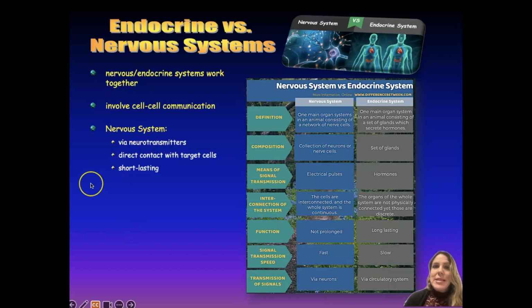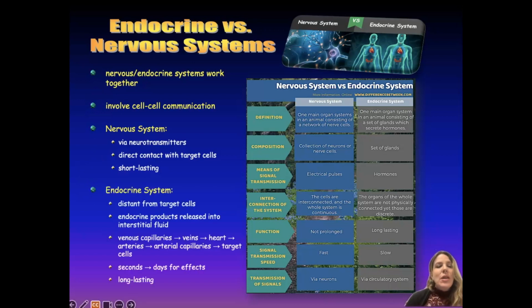And usually that response is short-lasting, like the reaction just happens right away. Now, in the endocrine system, oftentimes, and I'd say most oftentimes, the target cells are at some distance away from the cell that's actually producing the chemical messenger. So, for example, maybe the anterior pituitary is producing a hormone like ACTH, and it's going to target the adrenal glands all the way down, sitting on top of the kidney. So those chemical messengers have to travel far through the body, through the bloodstream.